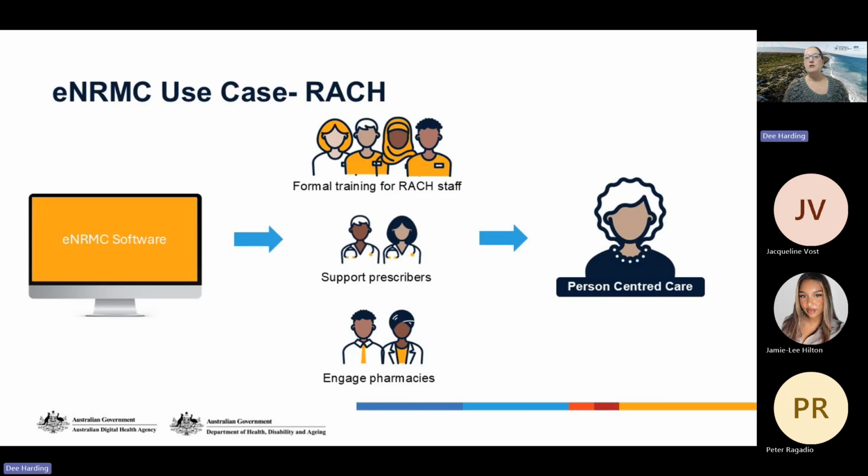So, implementing the eNRMC into a facility or aged care home. Once a residential home has decided to implement the new system, there are a few steps that you need to go through. You need to support all your staff. Your aged care site needs to have some formal training, of course, from the software vendor that's providing you with the product, to ensure that they're all comfortable with utilizing the new software.